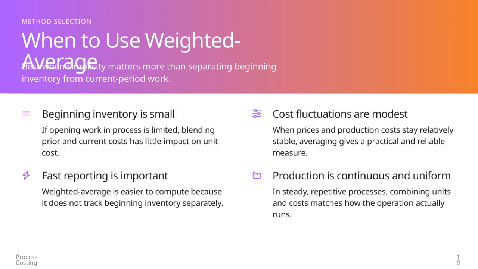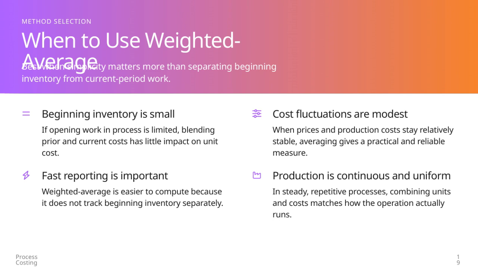When beginning inventory is small, using the weighted average method becomes quite effective. If there's limited work in process at the start, blending prior and current costs doesn't significantly change the unit cost, so this approach works well. Also, when cost fluctuations are modest and prices or production costs remain relatively stable, averaging costs provides a practical and reliable measure.